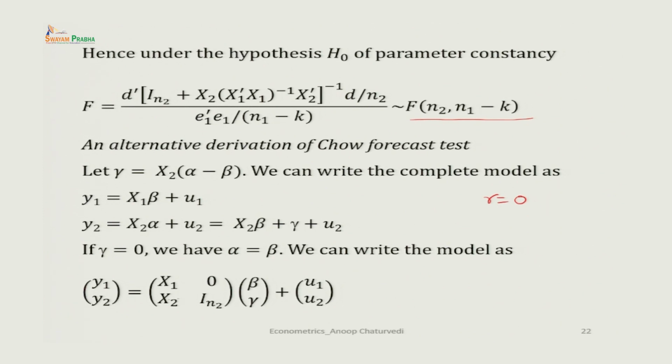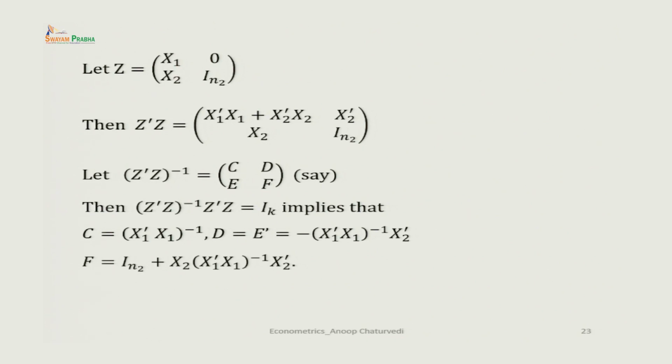Then we can write the model in the form y1, y2 equal to x1, 0, x2, I_n2 times beta, gamma plus u1, u2. Now, suppose we write z equal to x1, 0, x2, I_n2, then z transpose z is equal to x1 transpose x1 plus x2 transpose x2. Actually, z transpose is equal to x1 transpose, x2 transpose, 0, I_n2, and then you can easily obtain z transpose z, and then you have x2 transpose here, x2 here and I_n2. So, inverse of z transpose z we write equal to say C D E F.